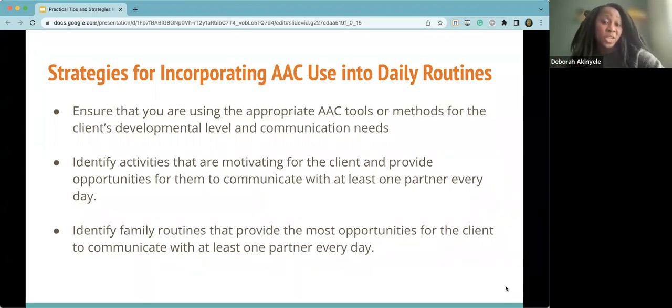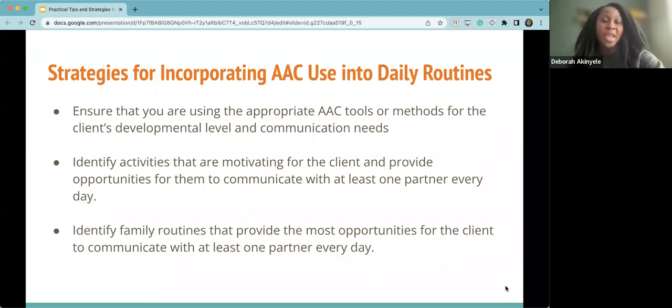Again, identifying family routines that provide the most opportunities for the client to communicate with at least one partner every day. Thinking about what are those things that the family does together that they enjoy, or that is just really consistent. So meal times are always a really good routine. Family outings into the community are also really good routines. And this is really where there's an opportunity to partner with parents and caregivers to be able to identify how they can support the client in using the device while they are out, to the park or to a restaurant.